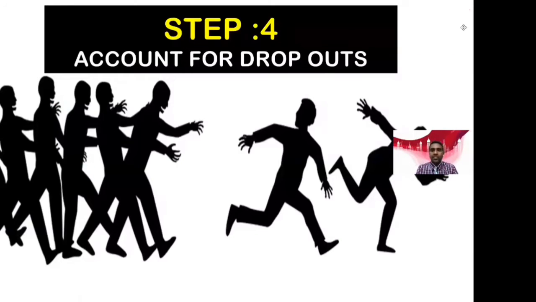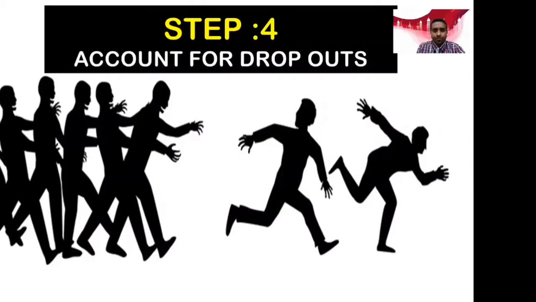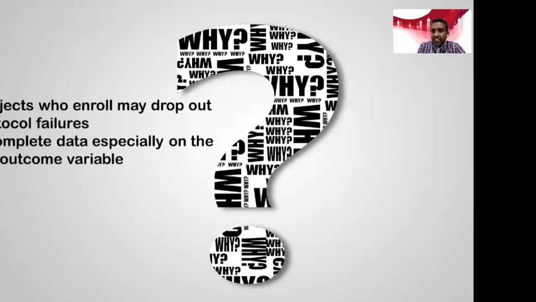Step 4 is accounting for the dropouts. In any study, we can expect a dropout due to many reasons. First of all, the patient may not be interested in participating or continuing the study further, so he may go out. Or there may be some protocol failures, like if you open access and you find that it is non-vital, you cannot include that case for anesthetic efficacy assessment. So it is a protocol failure, and you can remove that.